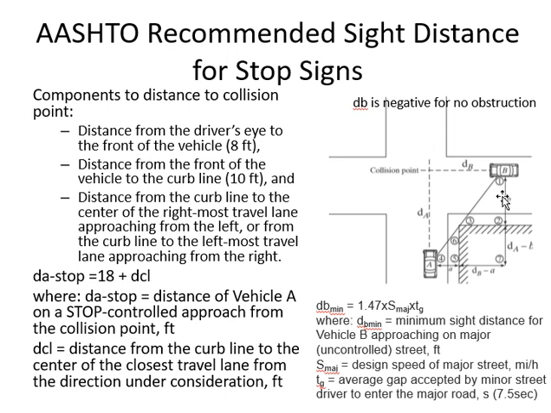So what is dB minimum? The minimum sight distance for vehicle B, which is approaching from the uncontrolled street. So this is a major street and they are coming from here. So how much distance you should have for this guy to decide whether he should go or not. Okay? Clear?